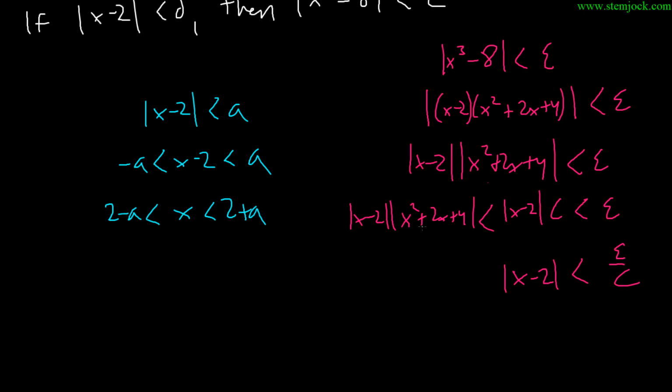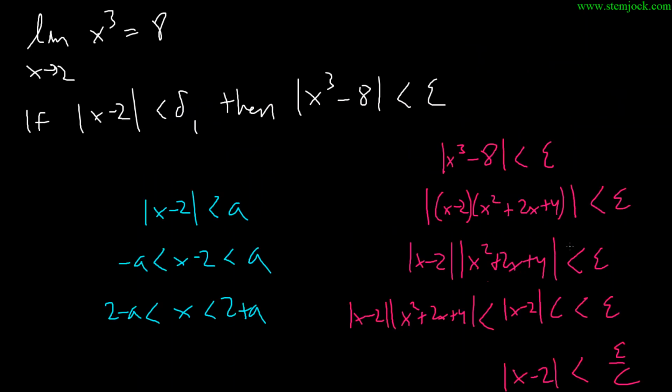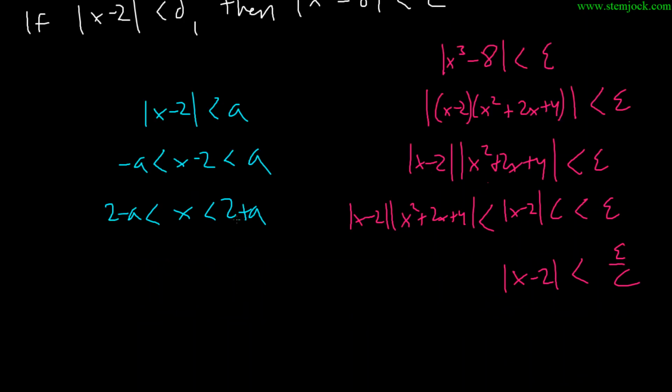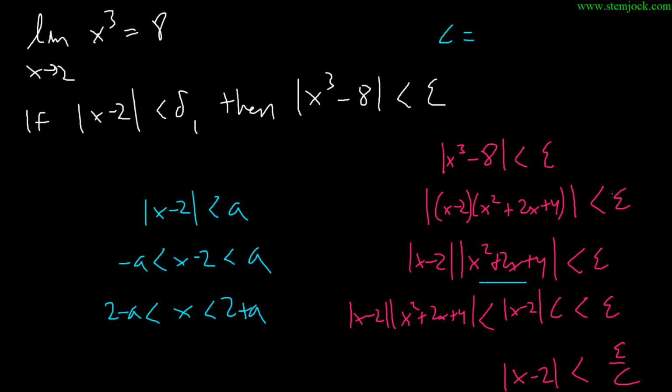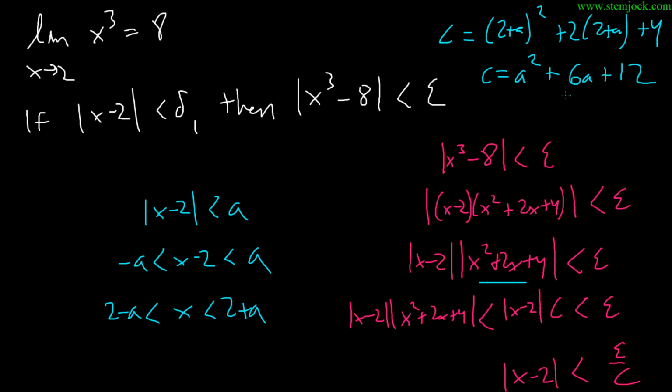And the reason we're doing this is because we know what the highest value of x is. It's 2 plus a. So I can write a formula for c. C is going to be, if I plug the highest value of x into this function of x here, 2 plus a squared plus 2 times 2 plus a plus 4. And if I simplify this, this is going to be a squared plus 6a plus 12.